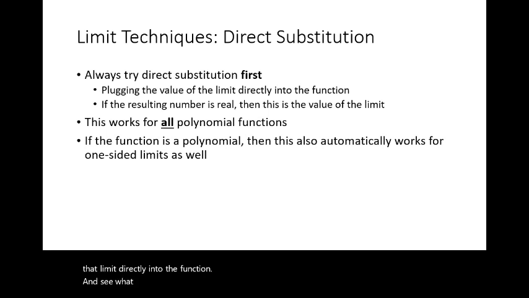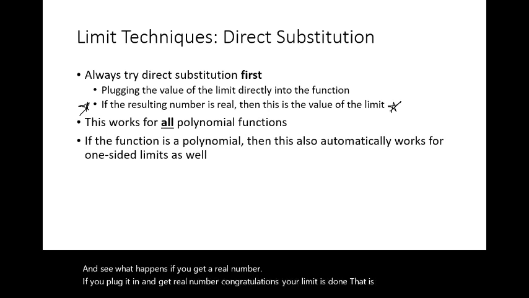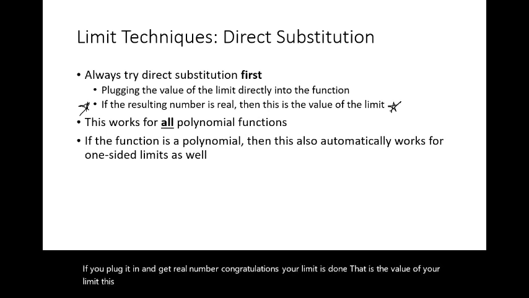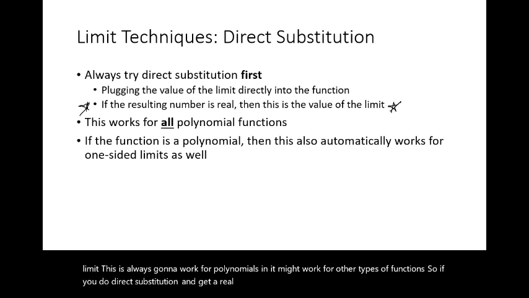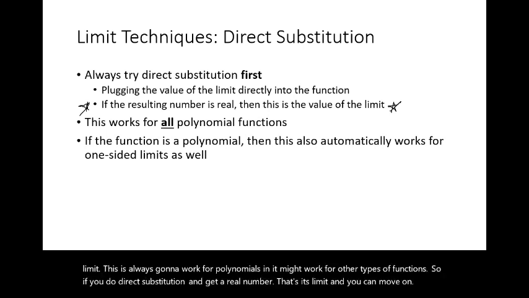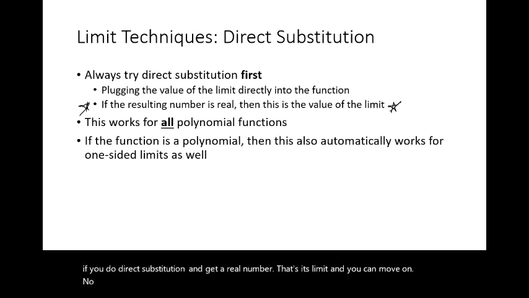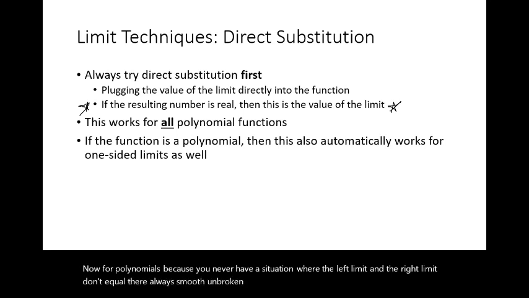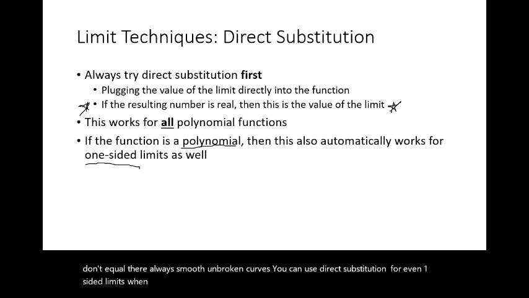If you plug it in and get a real number, congratulations, your limit is done. That is the value of your limit. This is always going to work for polynomials, and it might work for other types of functions. So if you do direct substitution and get a real number, that's its limit, and you can move on. Now, for polynomials, because you never have a situation where the left limit and the right limit don't equal, they're always smooth, unbroken curves, you can use direct substitution for even one-sided limits if you have a polynomial.